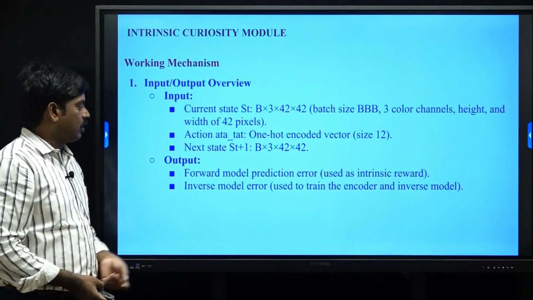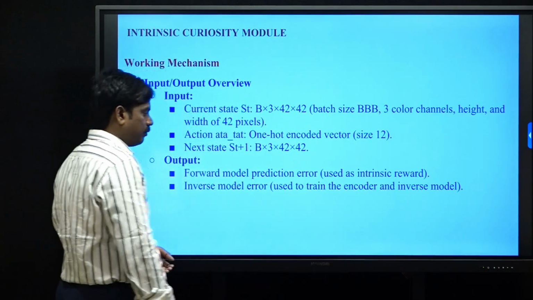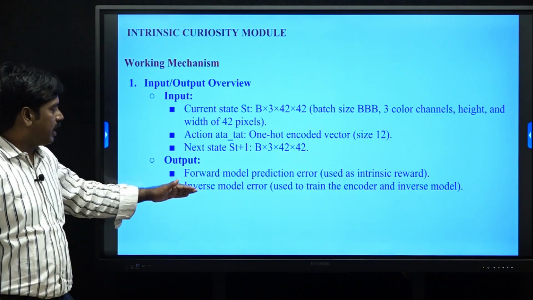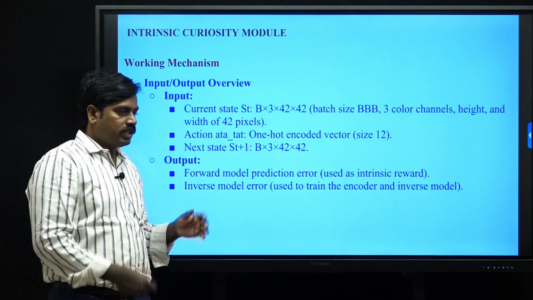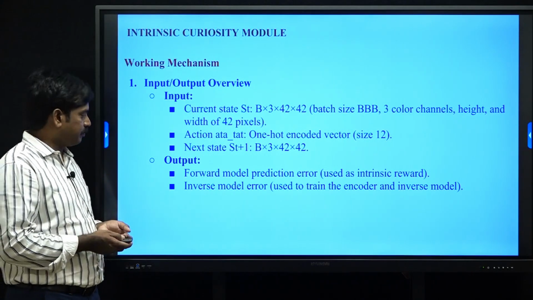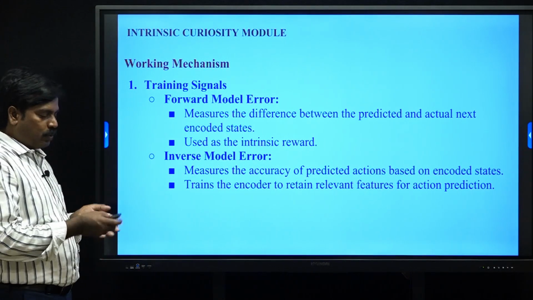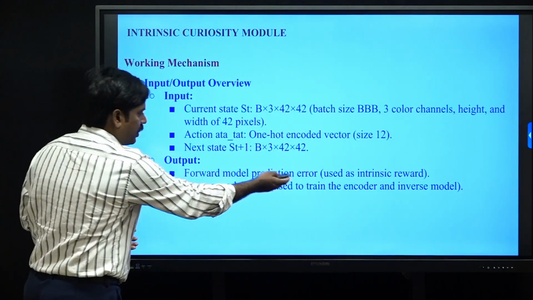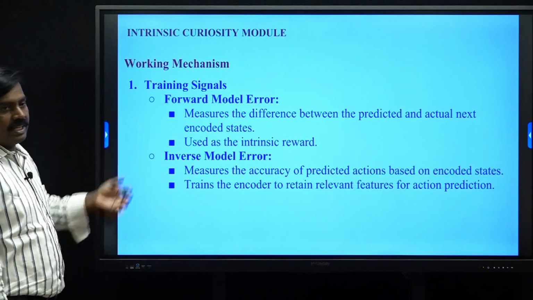The inverse model error is used to train the encoder and the inverse model. We get the forward model prediction error and the inverse model error. Based on these errors, we train the models. Training signal: we have the two errors, forward model prediction error and inverse model error. Based on these errors, we train the model.